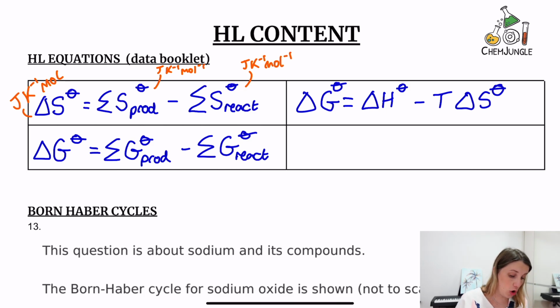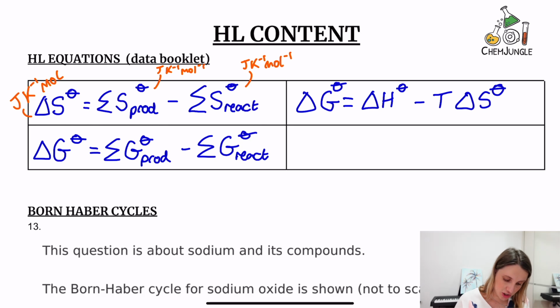This one is not in the data booklet, so it's definitely something that you just need to know. And in actual fact, for the most part, if you're not sure whether it's products minus reactants or reactants minus products, you should definitely just go products minus reactants. You're more likely to be correct more often. You might get a few wrong, but generally speaking, products minus reactants is a great starting point. So that's our equation for working out the entropy change for a reaction.